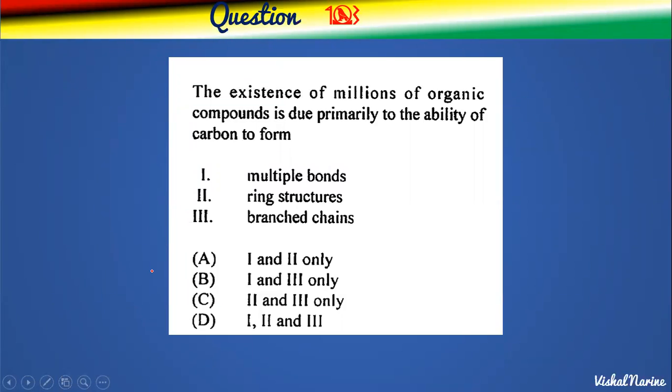Question 103. But so all three options here are correct, 1, 2, and 3. So it is D.